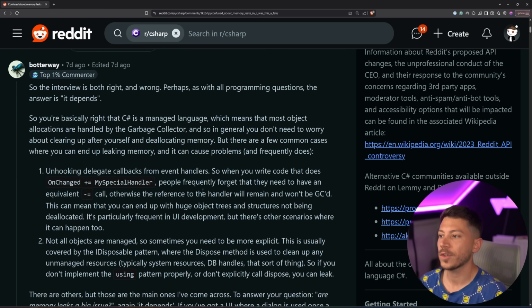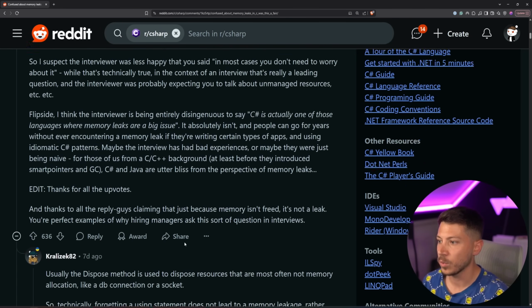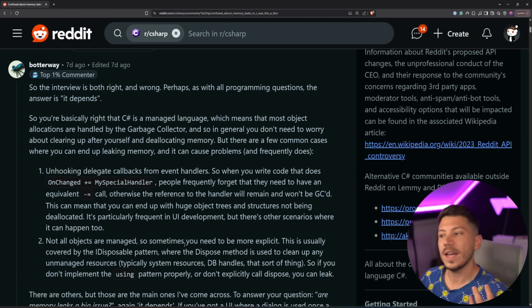So let's see what the first comment says, and I think it's the most liked comment as well. So let's go through that. So the answer is it depends, as always. C# is a managed language, which means most object allocations are handled by the garbage collector. So generally you don't need to worry about clearing things up for yourself and deallocating memory.